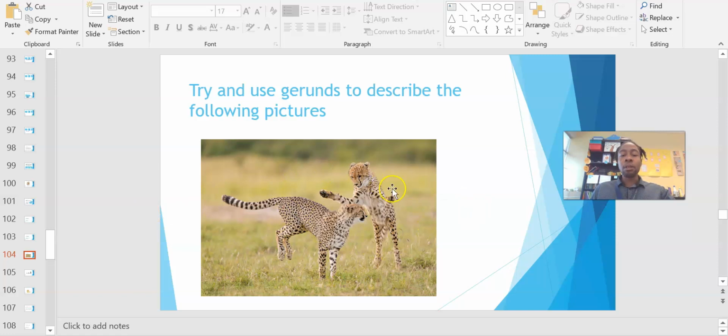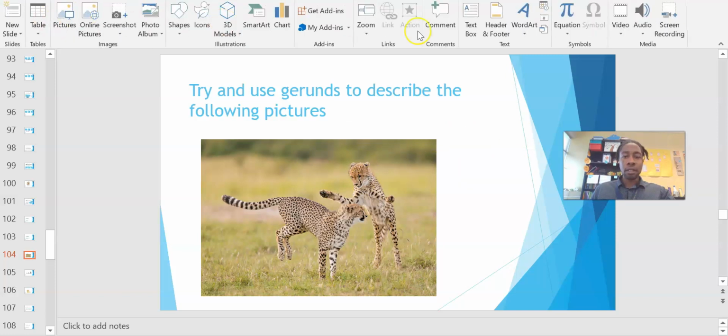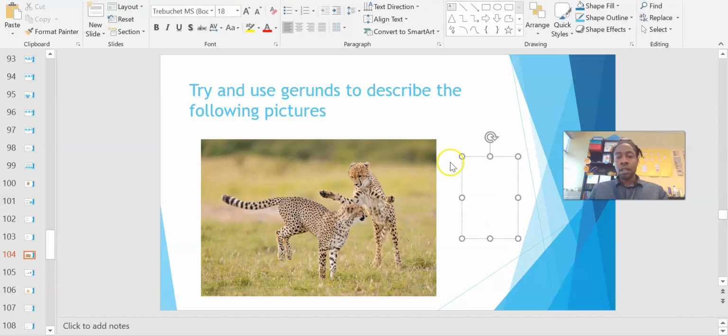So, estamos hablando aquí de dos chitas. Dos chitas. ¿Puedes usar un gerundio que sabes para explicar lo que pasa aquí? Can you use a gerund that you know to explain what's happening here? Well, what I see is las chitas están jugando.